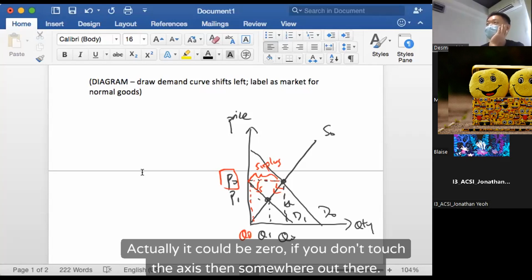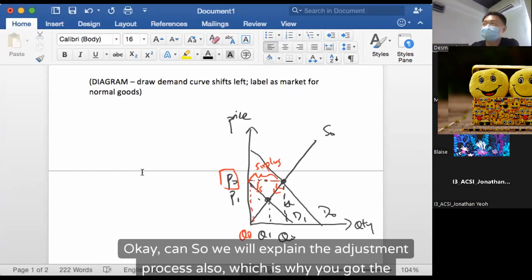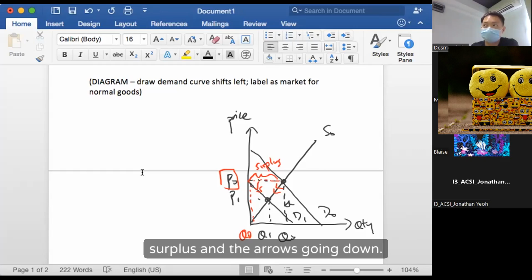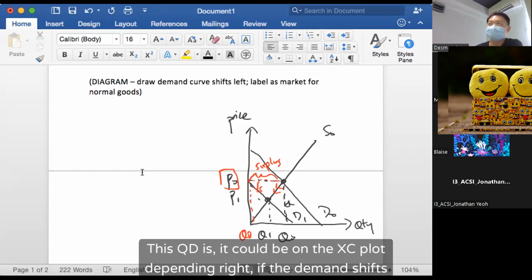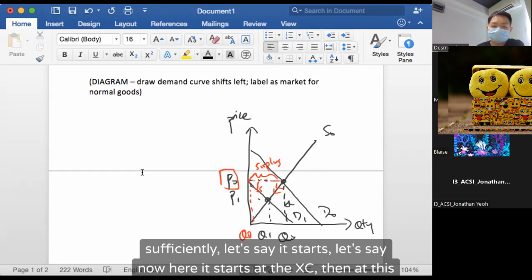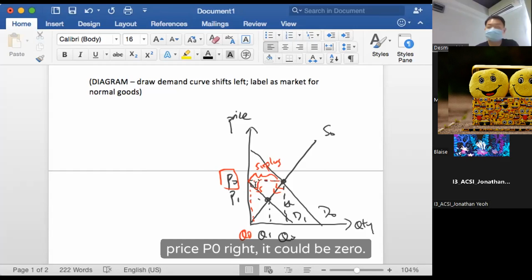One thing, QD. It could be zero if you don't touch the axis. We will explain the adjustment process also, which is why you got the surplus and the arrows going down. Then I have QD here. This QD could be on the axis, depending. If the demand shifts sufficiently, say it starts at the axis, then at this price P0 it could be zero. So it's okay to be zero.